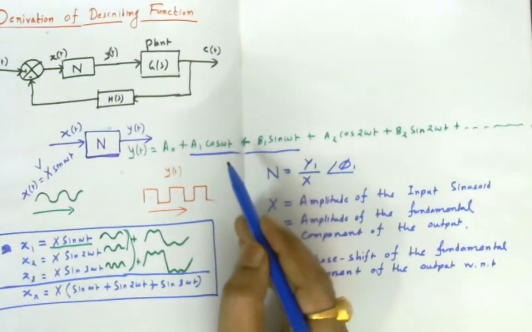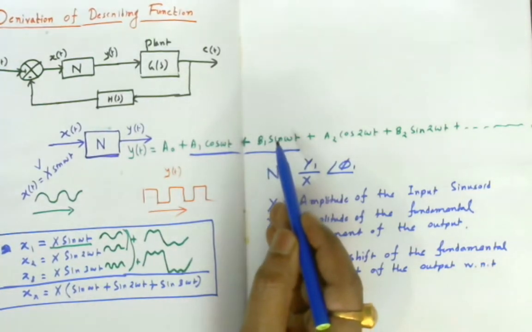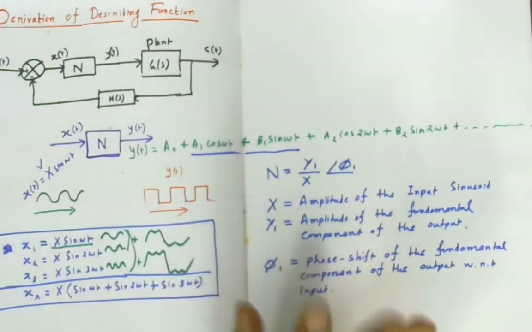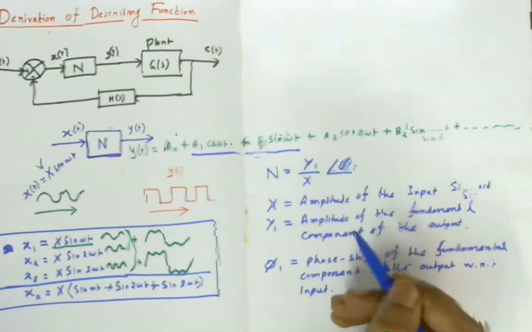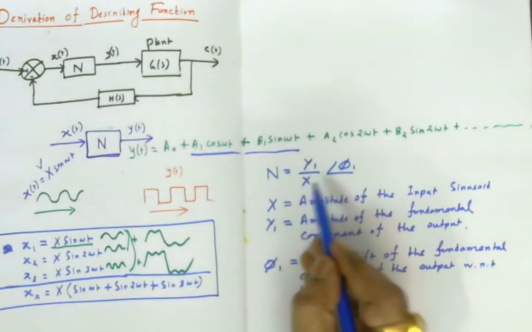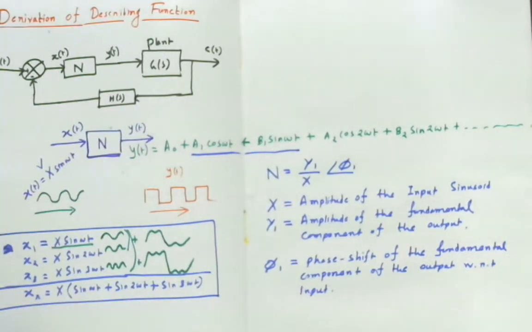Since it is a1 cos omega t plus b1 sin omega t, then I can also write down the definition. What is Y1 in this case? Let me derive what is Y1. Y1 is the amplitude of the fundamental component of the output, and X is the amplitude of the input sinusoid. Now let's have a very closer look on this.